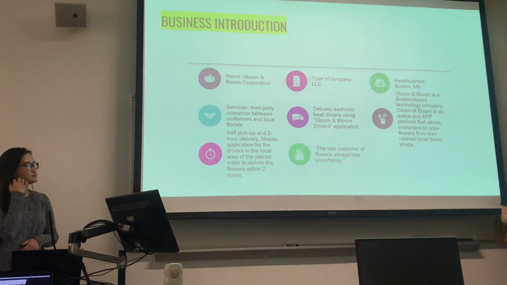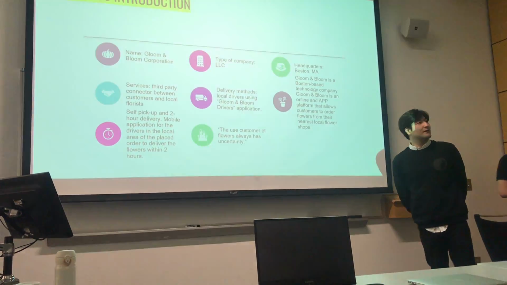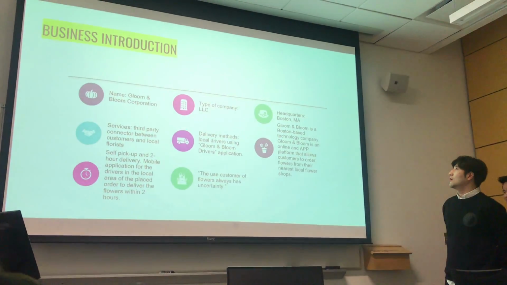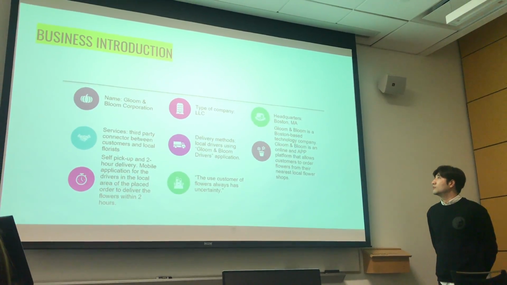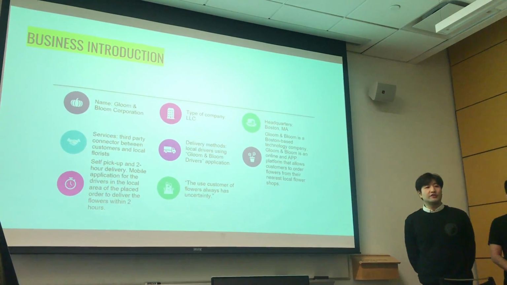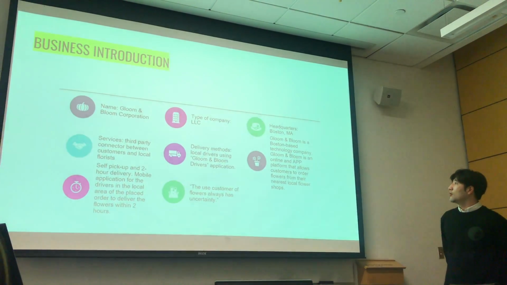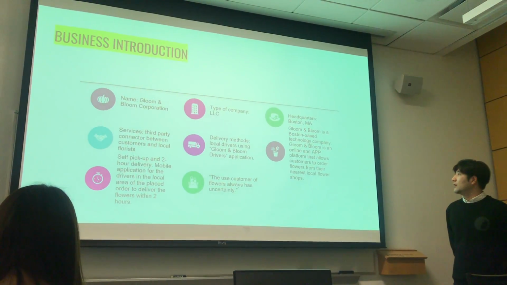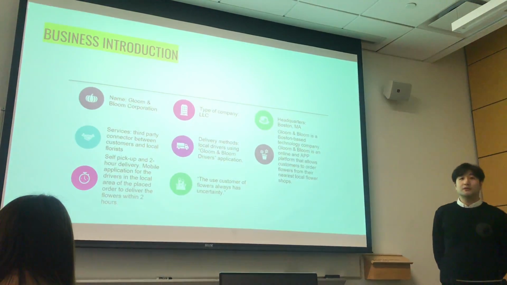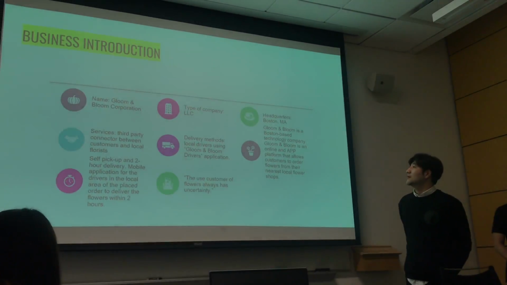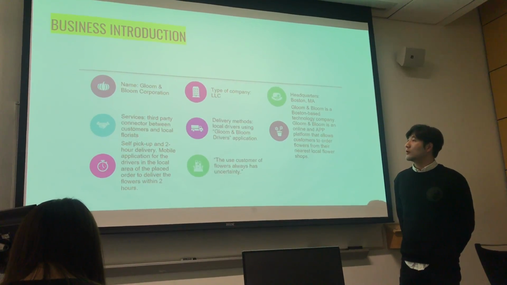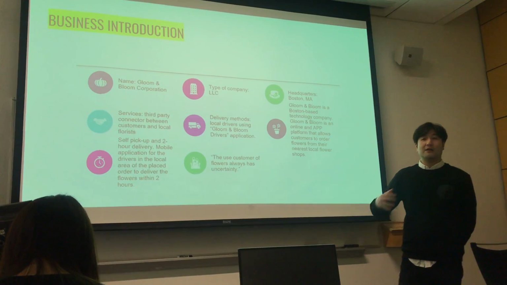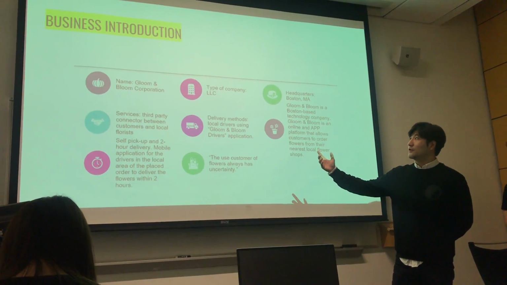Okay, first, business introduction. Gloom and Bloom is a Boston-based technology company, an online and application platform. It allows customers to order flowers from their nearest local flower shop. In a nutshell, "just nearby my location" is our motto. And our company name is Gloom and Bloom Corporation. Gloom first, then Bloom. Bright Bloom is the last one.